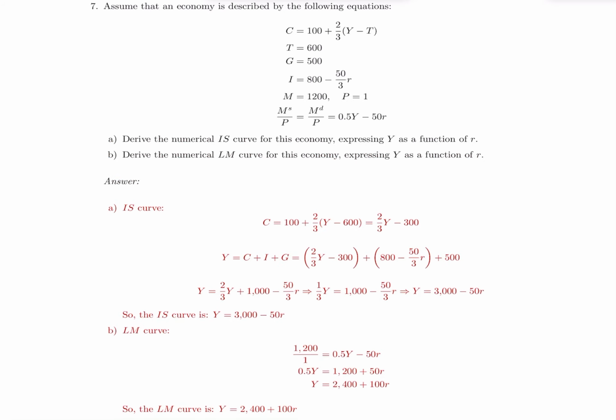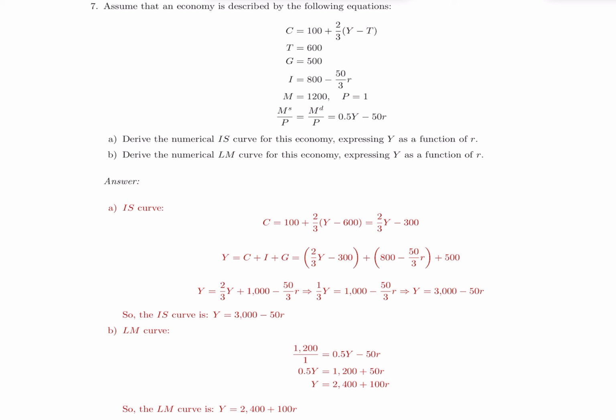Question number 7. A. IS curve. Start with Y equals C plus I plus G. Substituting the consumption function, investment function, and the value of G and solving for Y, we get Y equals 3000 minus 50R. So the IS curve is Y equals 3000 minus 50R.